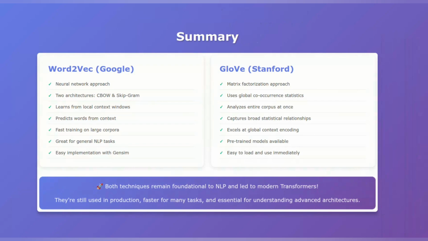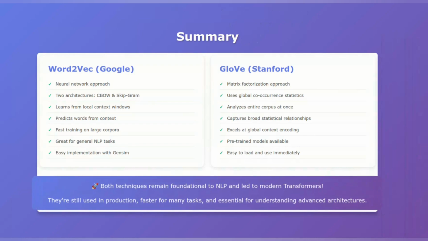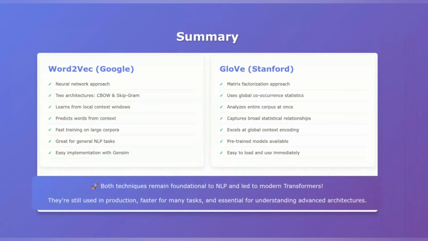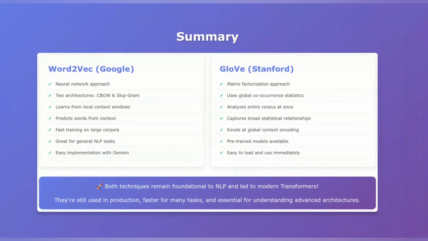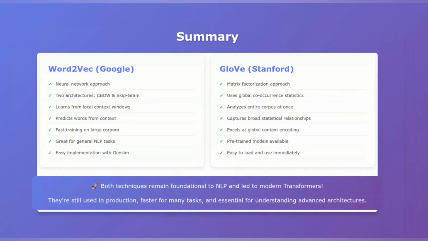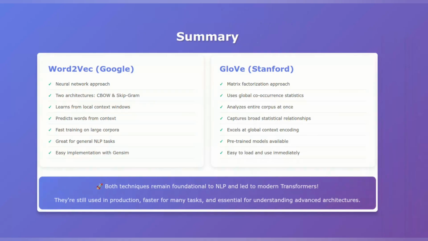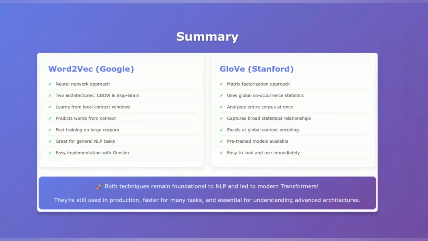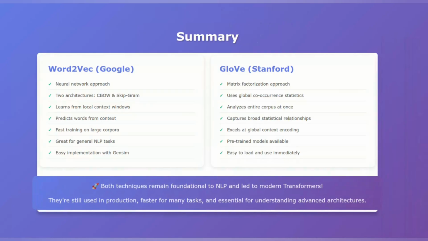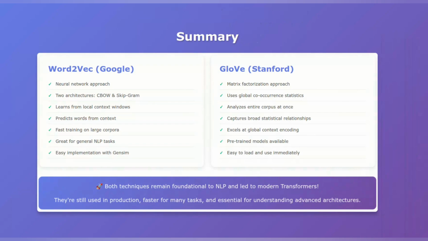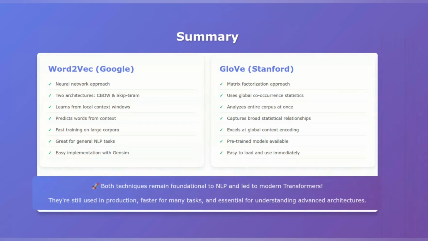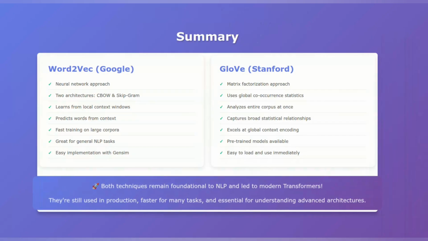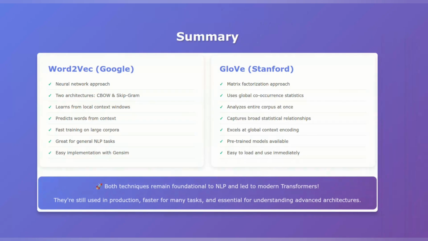All right, let's bring all this together and summarize what we've learned. Word2Vec, developed by Google, uses a neural network approach with 2 architectures, CBOW and Skip-Gram. It learns from local context windows and predicts words from their surrounding context. It's fast to train on large corpora, works great for general NLP tasks, and has excellent libraries like Gensim that make it easy to implement. GloVe, developed by Stanford, takes a matrix factorization approach. It uses global word co-occurrence statistics from your entire corpus. It captures broad statistical relationships, excels at capturing global context, and Stanford provides widely used pre-trained models that you can download and use immediately.